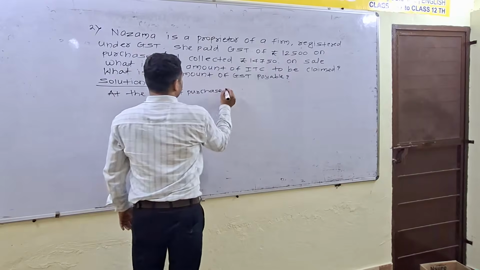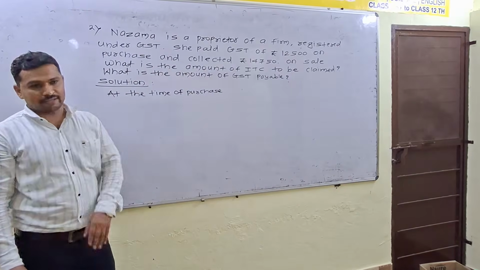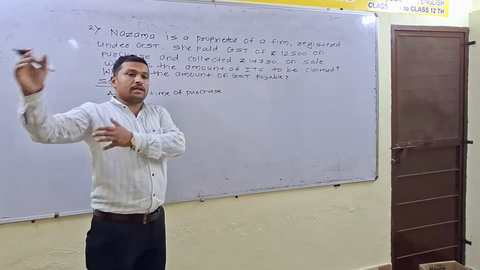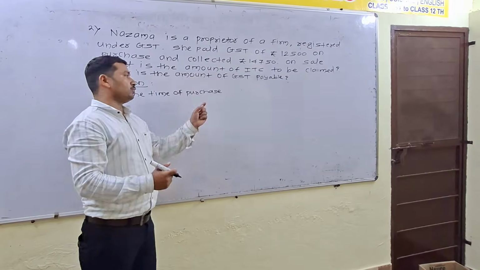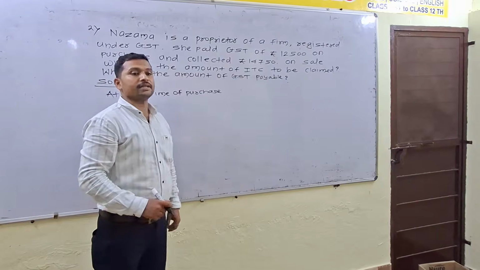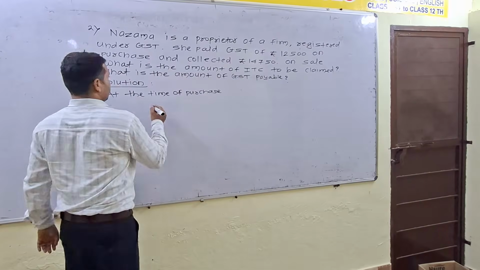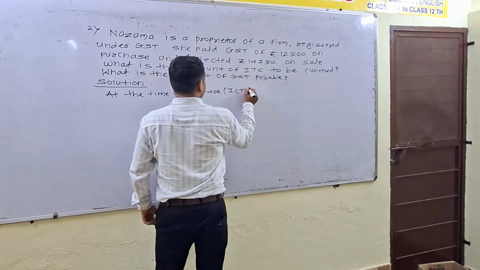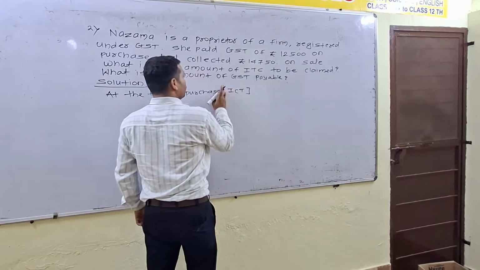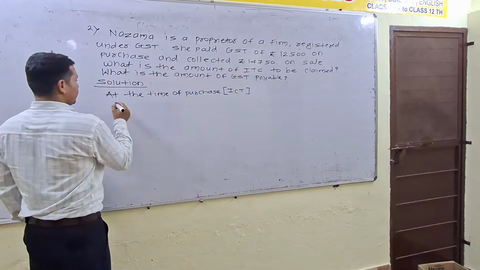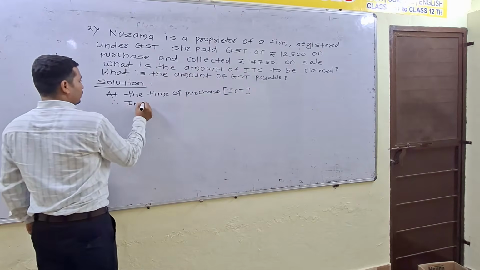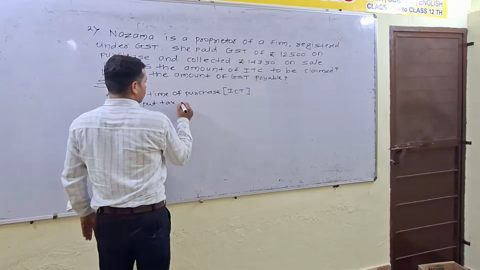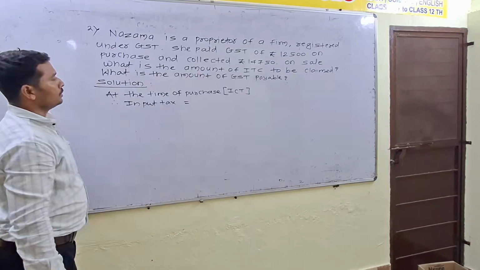What is the meaning of purchase? The tax paid while purchasing. When we purchase and sell what we purchased to someone else, the tax we pay while purchasing is called which tax? Input tax. At the time of purchase, we call it ITC. ITC means input tax credit. So input tax is equal to input tax credit. So what is input tax?